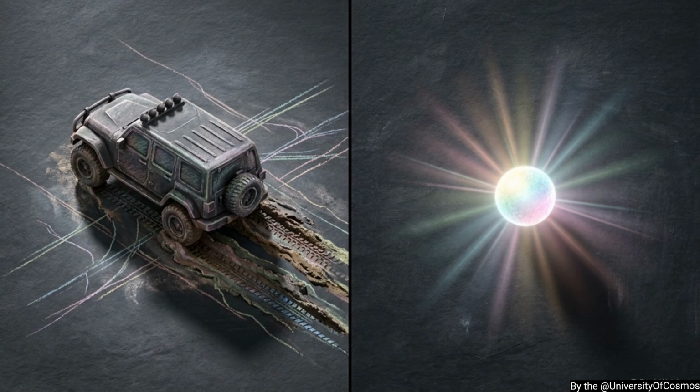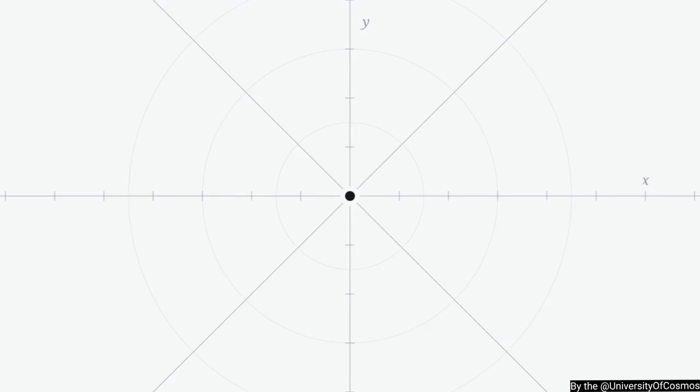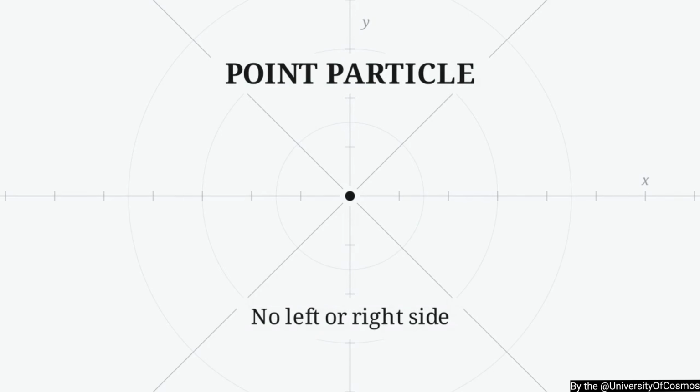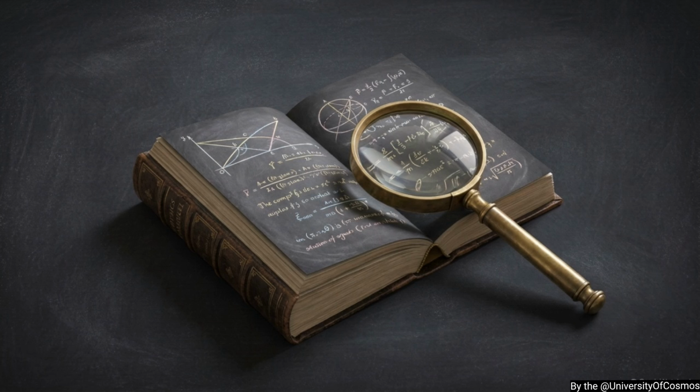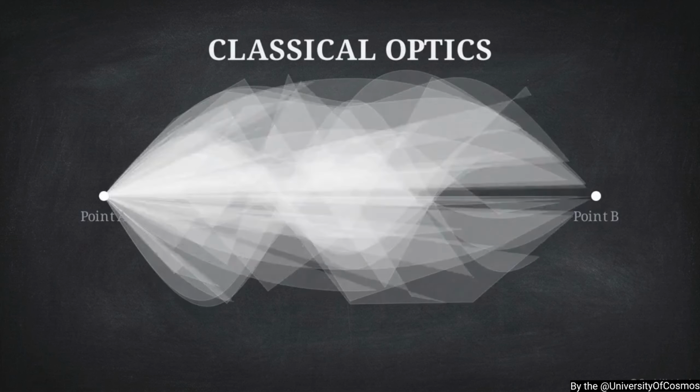But light is made of photons. Photons are point particles. They don't have a left or right side, and they certainly don't have tires to experience physical drag. There is no physical mechanism for a single photon to pivot at a boundary. Since a photon can't drive like a car, classical physics offers a different rule, Fermat's principle of least time.